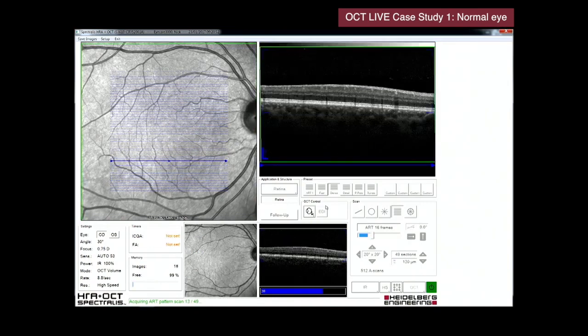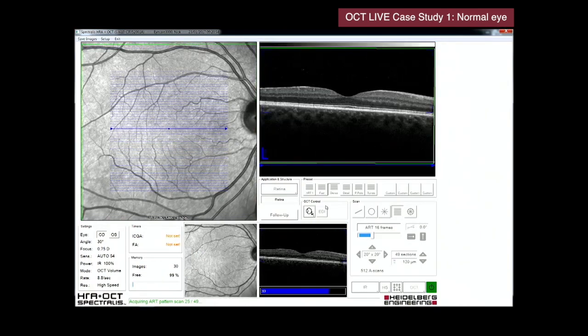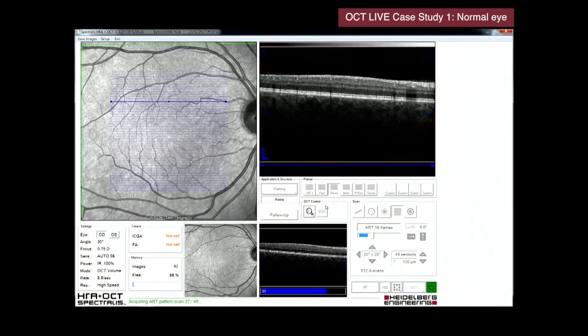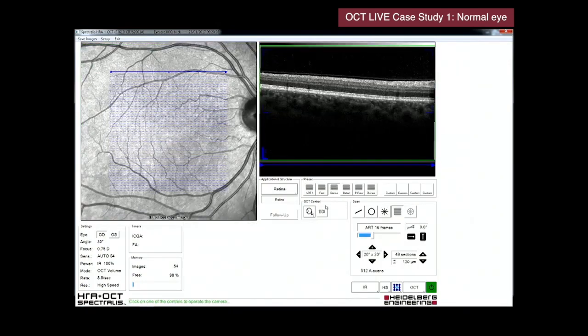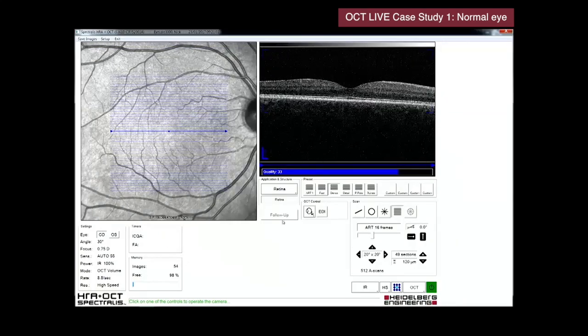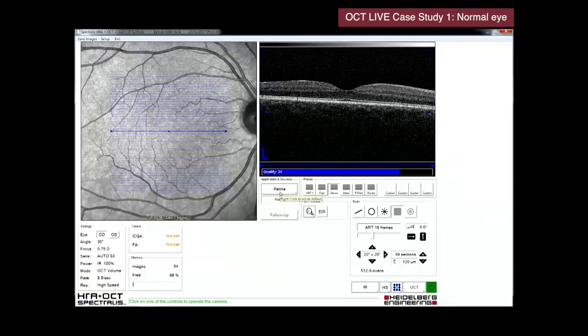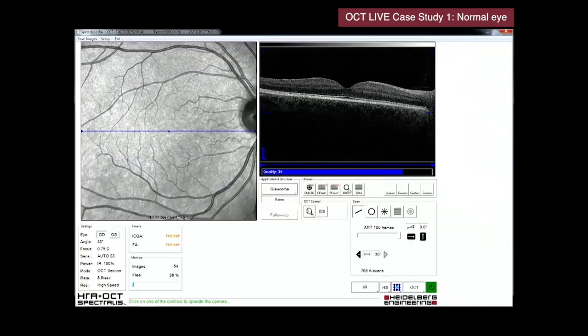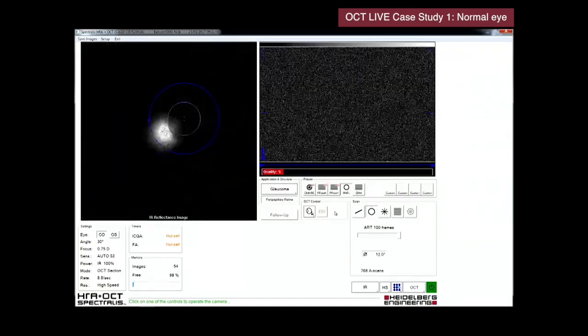Again, the macular scan, so this is a dense macular scan, multiple B scans in different locations. And each one of these scans, not a single scan, but we're actually averaging 16 frames at each point to give this very high resolution cross-sectional image. Okay, we're then going on to a glaucoma scan, just for completeness, and we'll do a circle scan.